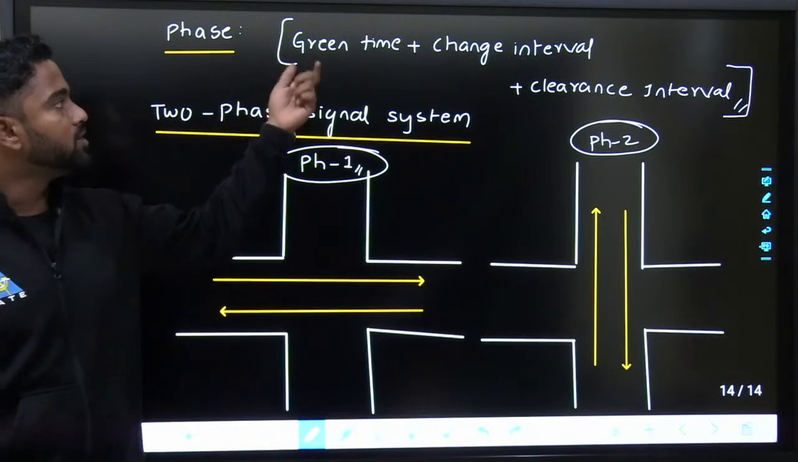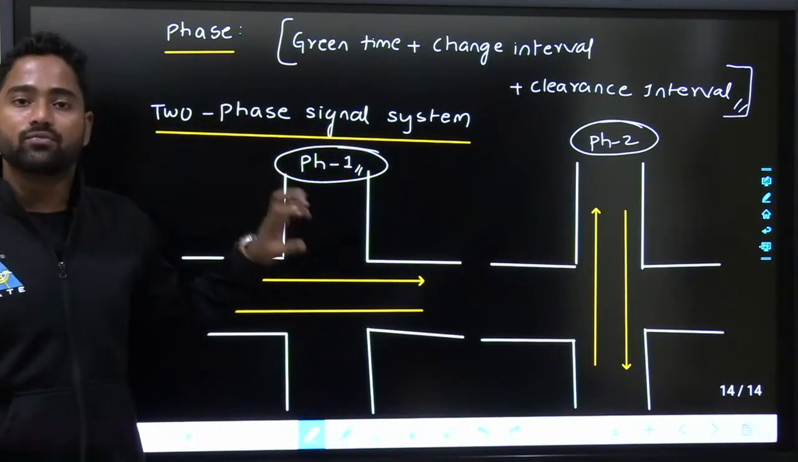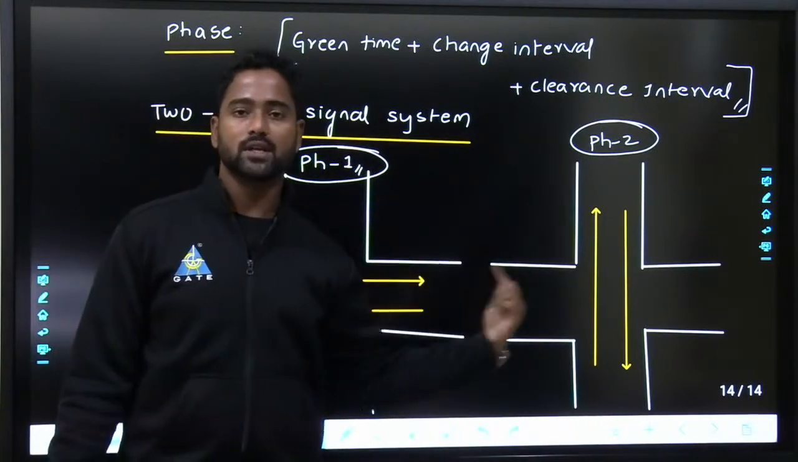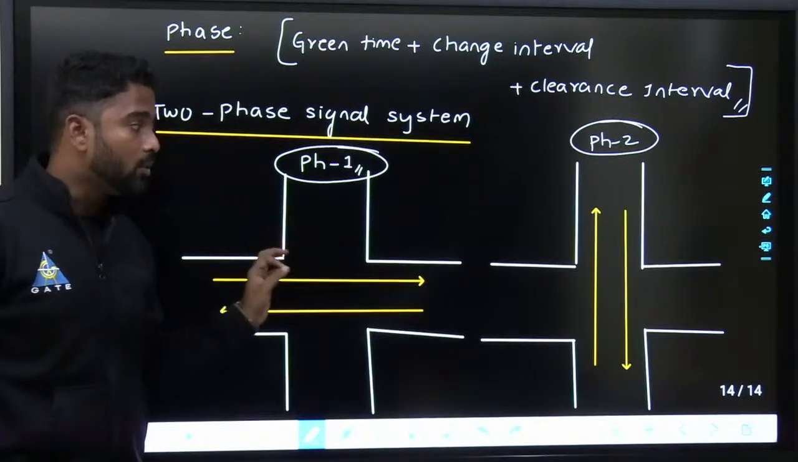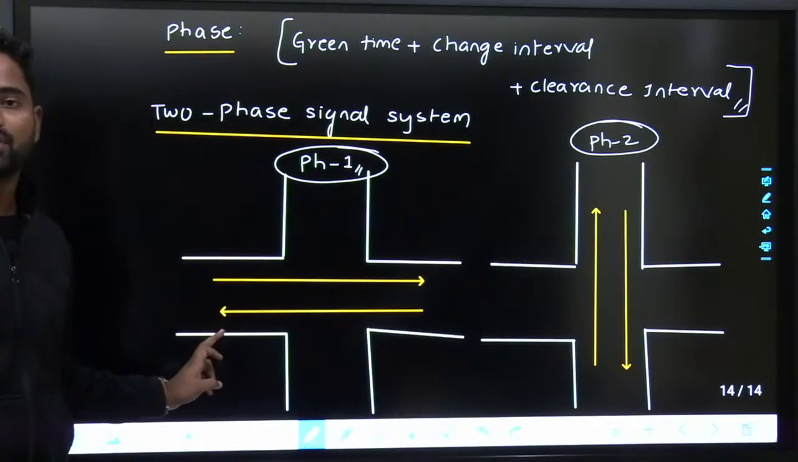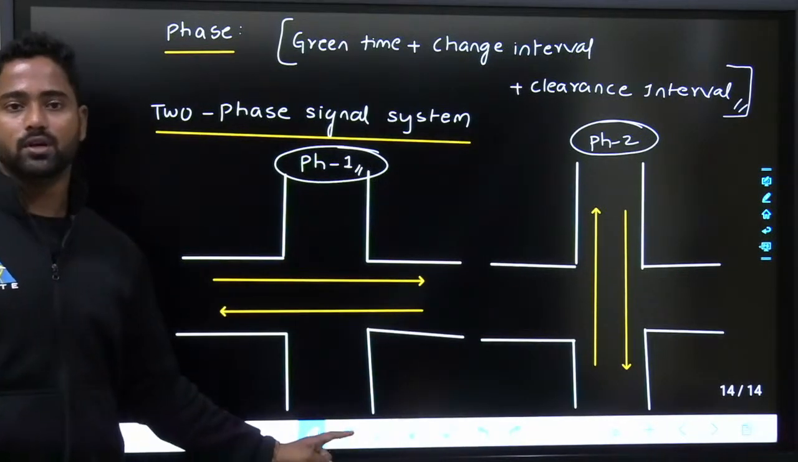So green time plus change interval plus clearance interval is called a single phase. So this is one phase, this is the other phase, this is a two phase signal system. This is generally provided when straight traffic, when through traffic is more than turning traffic. I am not showing any turning traffics over here, right?